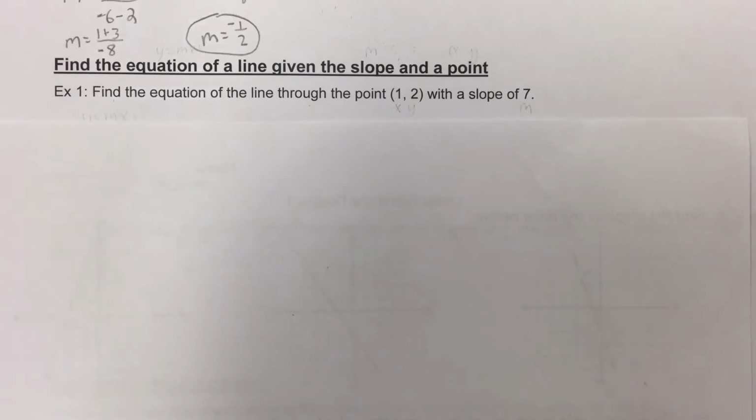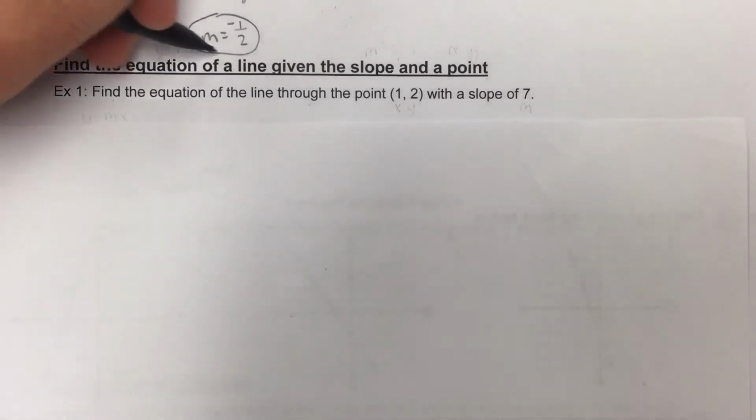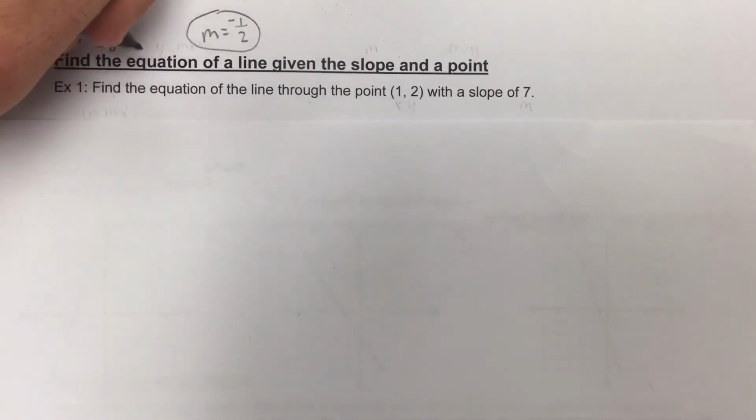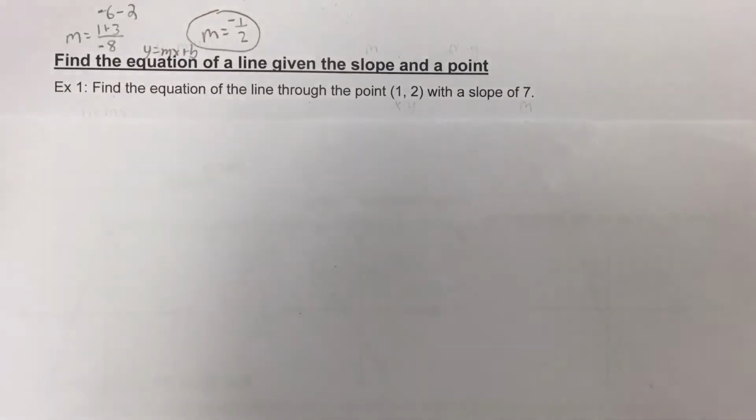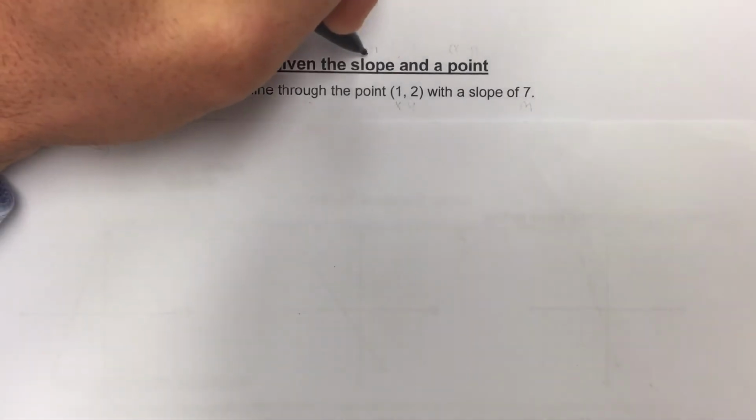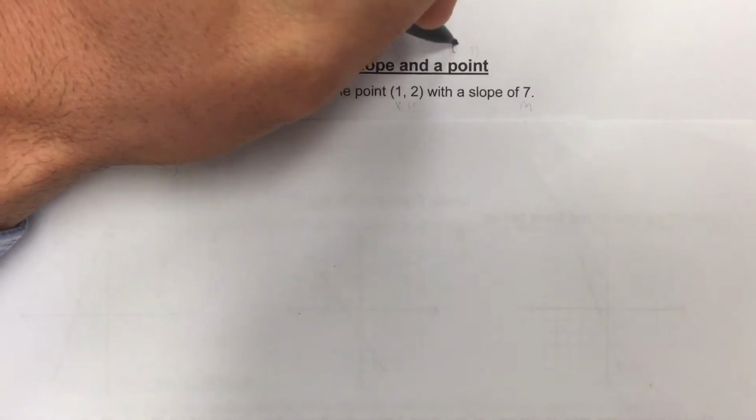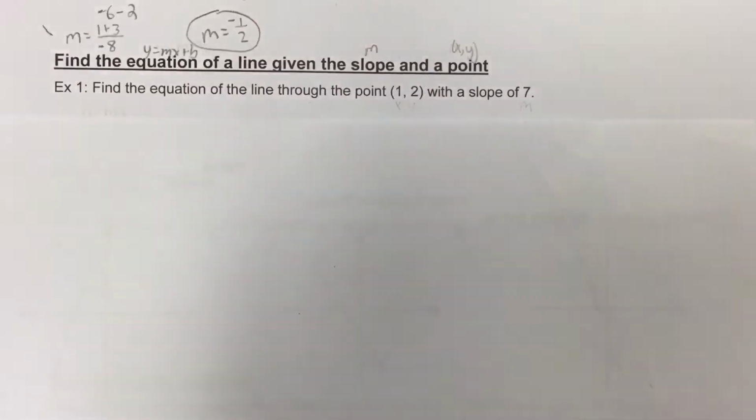So today we're going to finish up on page 2. Now we're going to find the equation of a line. So we're looking at this word equation of a line. Our final answer is going to be in this y equals mx plus b form. And we're being given the slope, which again is m, and a point, which is always x comma y.